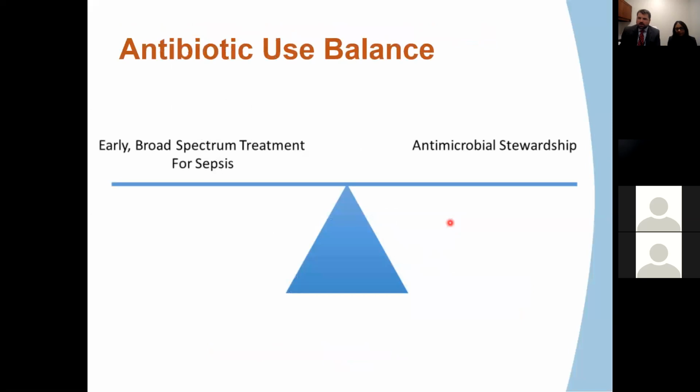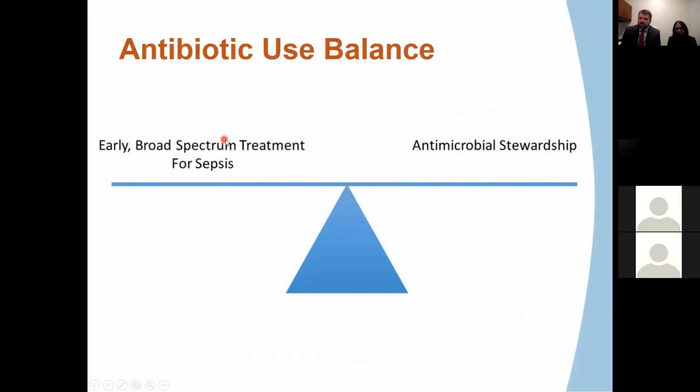So how do we balance the need for early broad spectrum antibiotics for sepsis with antimicrobial stewardship? This is something that's very difficult. It was addressed in the sepsis guidelines and recommendations, and it's not really agreed upon how to go about doing this.